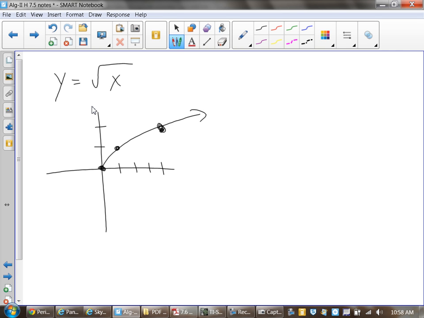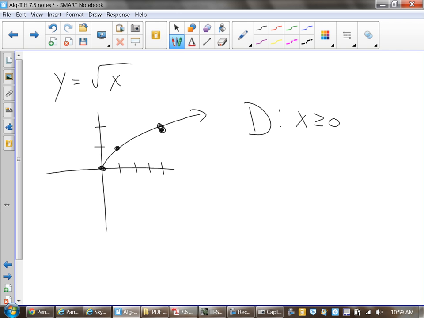Now, if I'm looking at this, what's my domain? That's not what I'm thinking about here. Remember what domain means? Domain is your x values. What are all your possible x values for this? Can it equal 0? Yes. So in this case, x is greater than or equal to 0. I cannot have any negative values here because I'm not taking any negative square roots.